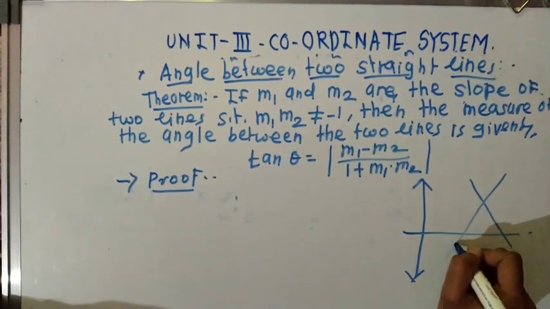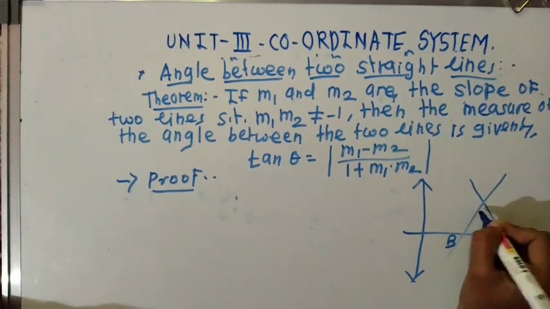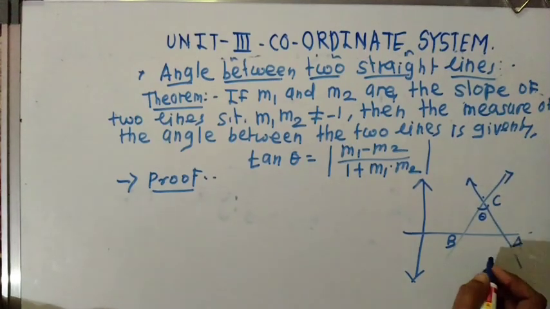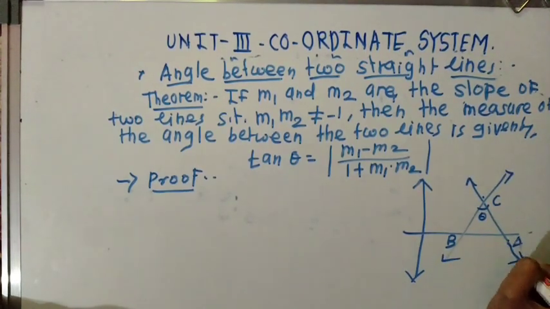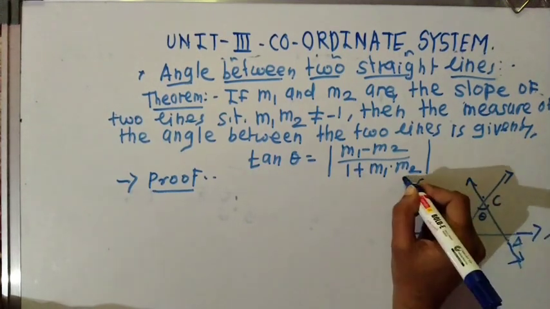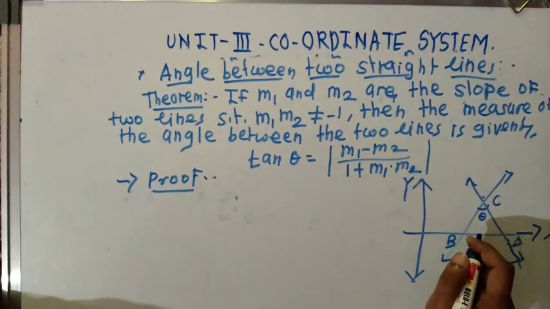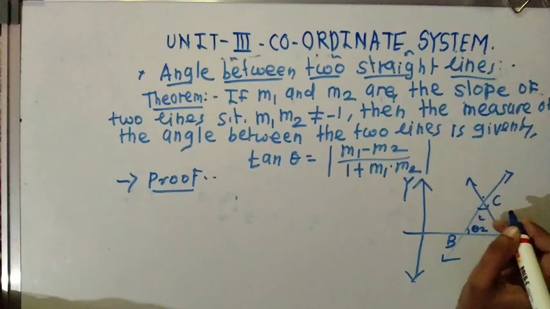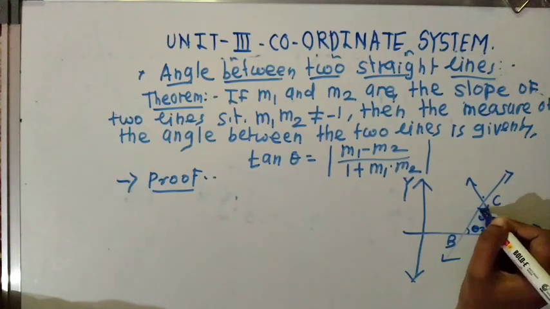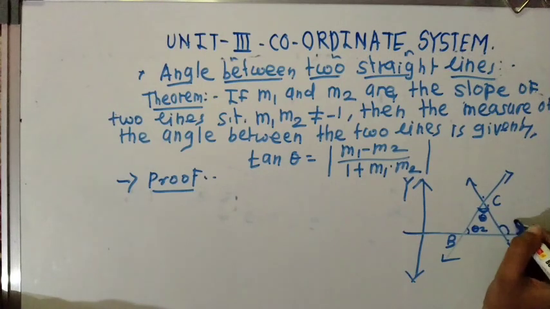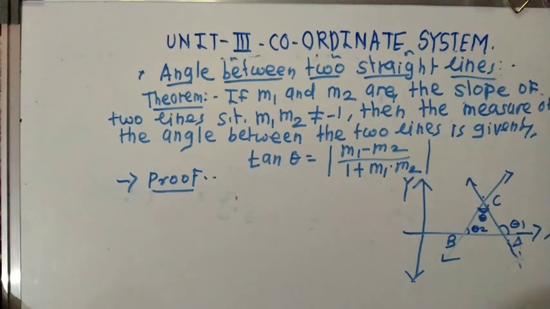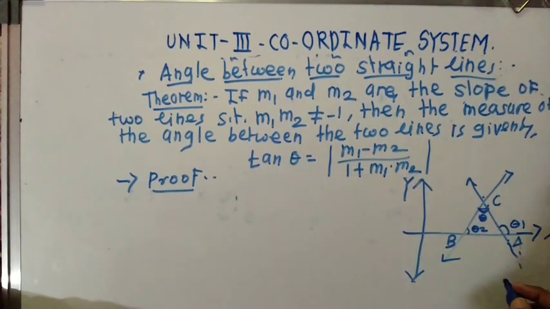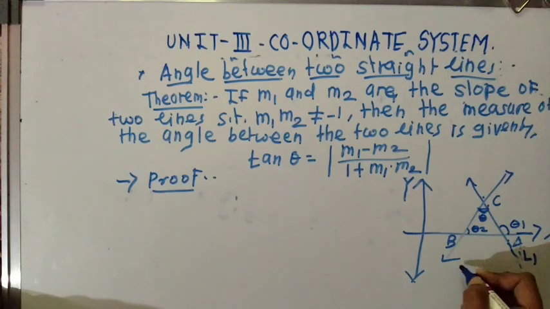Here this is B, A, this is theta and C, A, B and C. Then this is the x-axis and this is the y-axis. Then this is theta 2, this is 90 degrees, this is theta, and this is theta 1. Then considering two intersecting lines, this is L1 and L2.